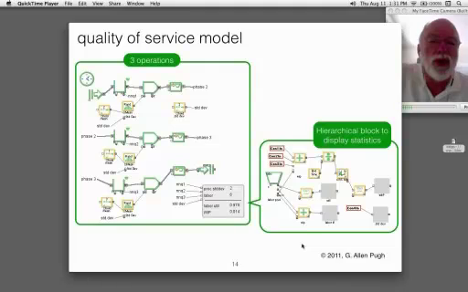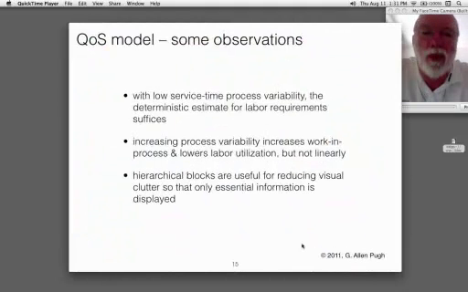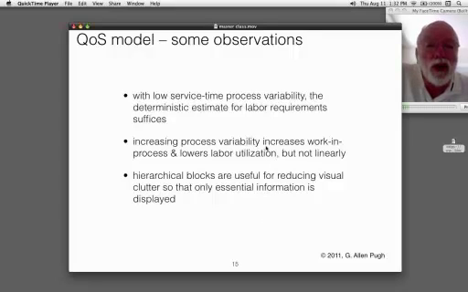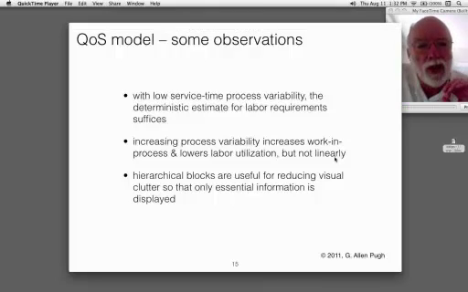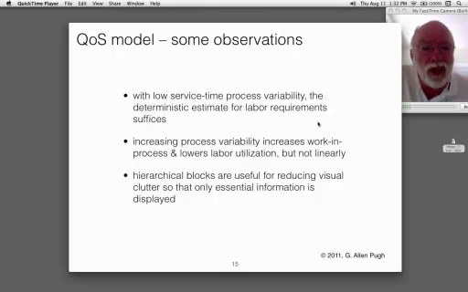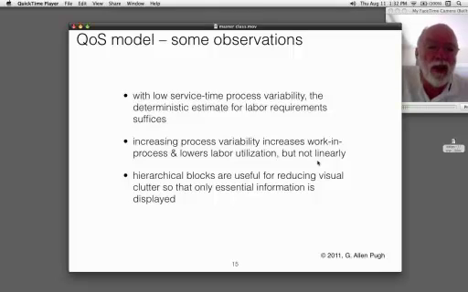Let's get to a summary of what this may look like, or some of the observations you can make in a model like this. For very low service time variability, the deterministic estimate for labor requirements suffices. That hardly ever occurs in reality. All processes have variability. You're lucky if they're small, but oftentimes you're not lucky, especially if it's a relatively new process and people are learning. Increasing the process variability increases the work in process and lowers the labor utilization, but these are not linear relationships. This is how a tool like this can become extremely valuable when you're talking about training folks, to give them some sort of innate sense about the effects of variability.